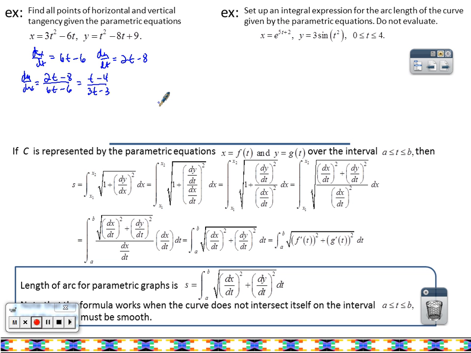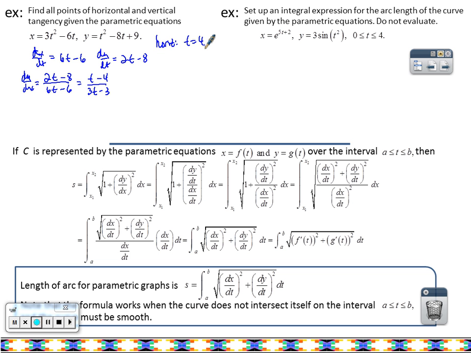And so that's our derivative. Okay, so if we want our horizontal, so let's work on the horizontal tangents. We agreed that that's where the derivative would be 0, in other words, where the numerator would be 0. So that's going to happen at t equals 4. I set the numerator equal to 0, I get t equals 4. And it wants the points where that's going to happen.